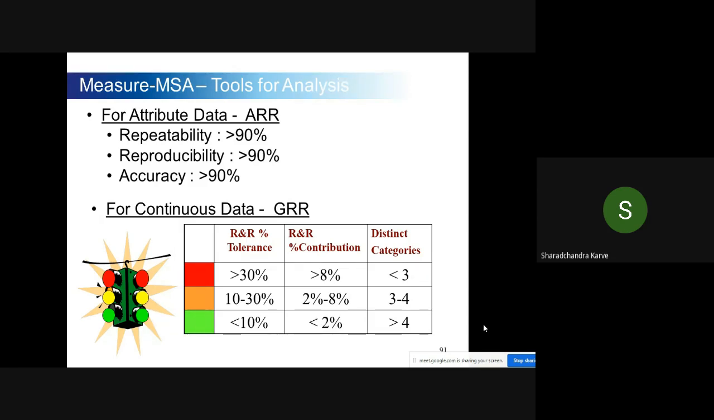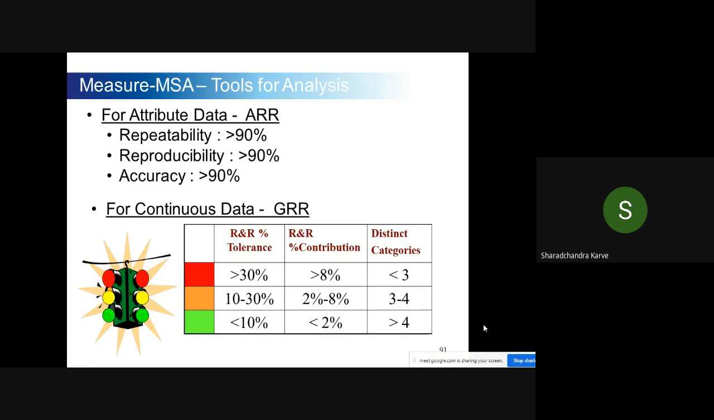Now, if you look at continuous data, it is called R and R, repeatability and reproducibility percentage. If that repeatability and reproducibility percentage is less than 10%, I call it a green signal. If it is 10 to 30, it is an orange signal, and if it is more than 30, you cannot proceed in the project. The first thing you need to do is set right the measurement system. It is exactly like our signal process. If it is green, then you can go. In an orange signal, sometimes you stop, sometimes you go. You take a call based on the situation there.